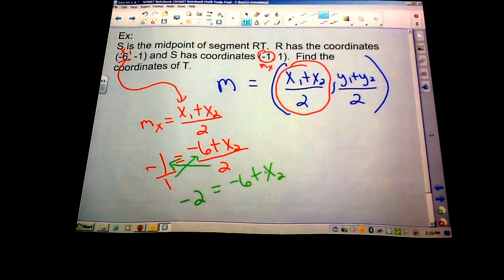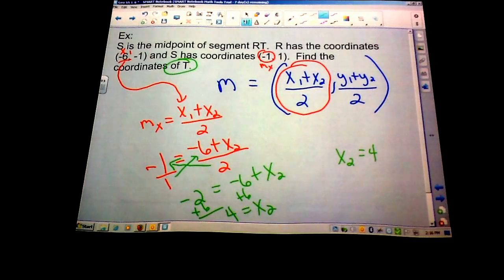Well, to figure out what x sub 2 is, I need to take the -6 over to the other side. So I'm going to go ahead and add 6. And it looks like 4 is going to be my x sub 2. So we're trying to find the coordinates of T, which is the other endpoint of this segment. So therefore, x sub 2 is equal to 4, which means that T's x coordinate would be 4. I still got to find the y for my T. So I'm going to go ahead and erase all this work over here.